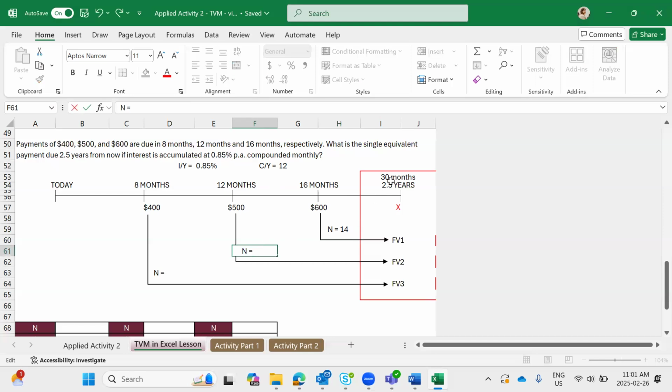For the second N, it's from 12 to 30. So 30 minus 12 is 18. And for the last one, it's from 8 to 30. So 30 minus 8 is 22 months. That would be everything you need for 5 marks on a timeline.